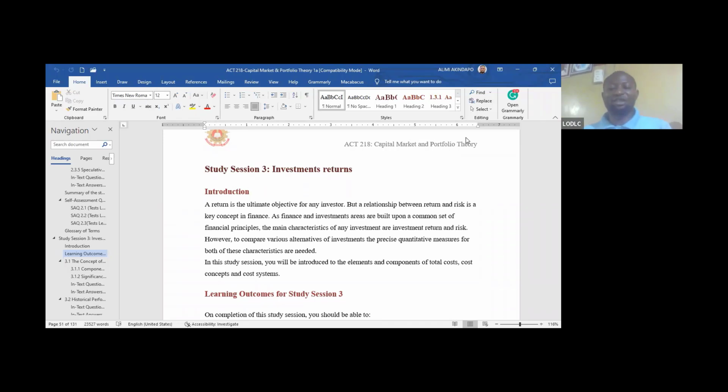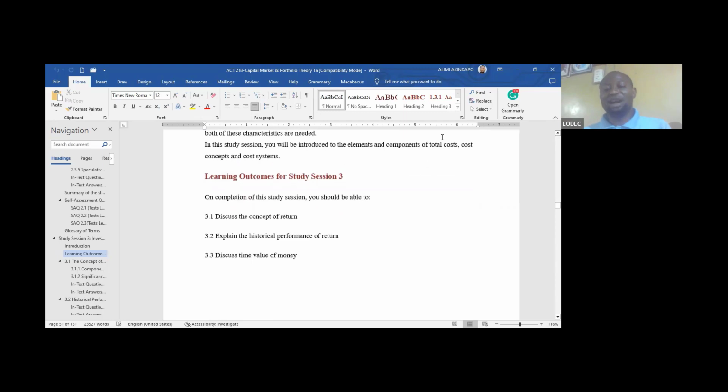So as finance and investment areas are built upon a common set of financial principles, the main characteristics of any investment are investment return and risk. However, to compare various alternatives of investment, the precise quantitative measures for both of these characteristics are needed. At the end of this study session, you should be able to discuss the concept of return, explain the historical performance of return, and finally, discuss the time value of money.